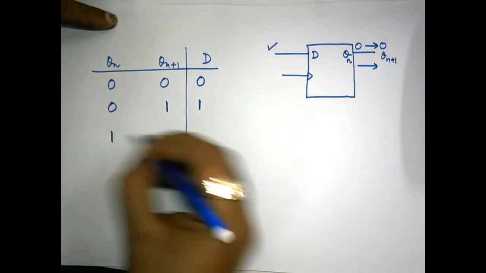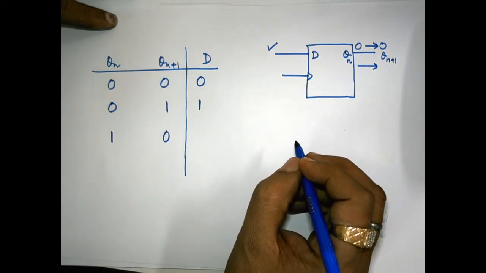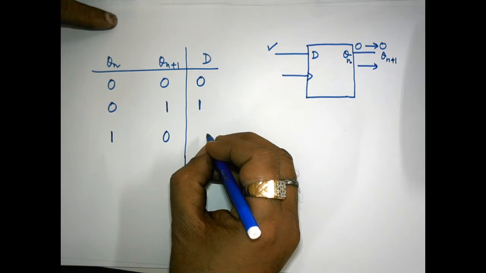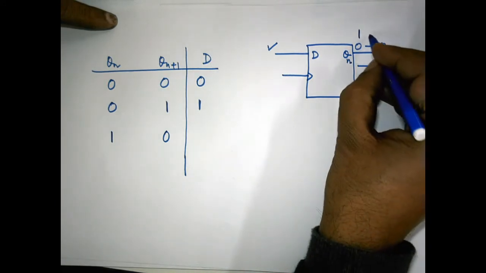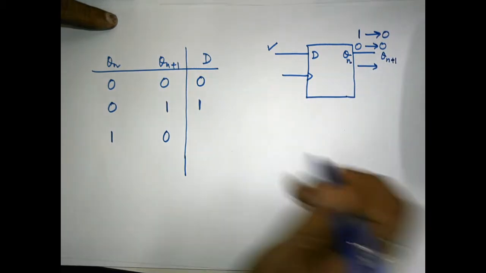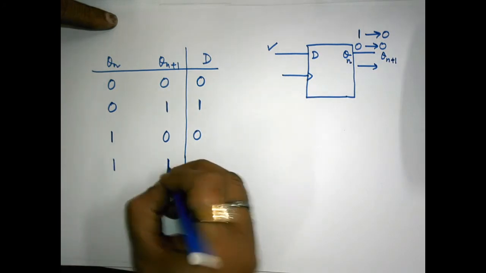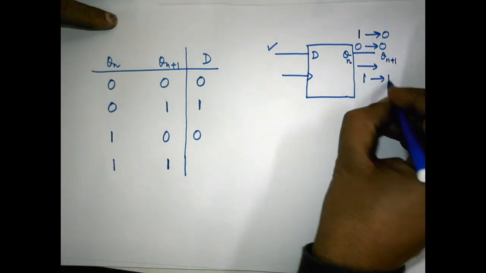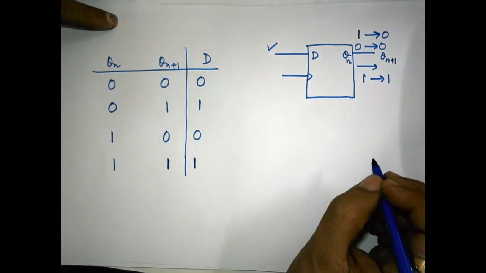If Qn was 1 and we wish to make it 0, present state is 1 and we are willing to make this transition, then what should be applied? 0. And if it is 1 and we are willing to make it 1 in the next state, then 1.